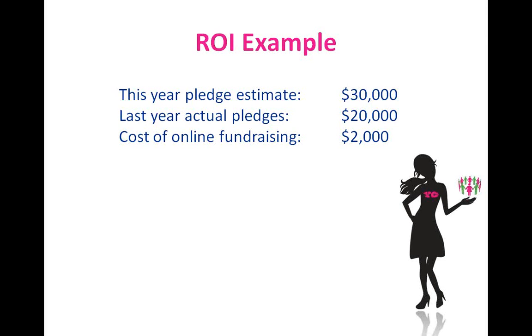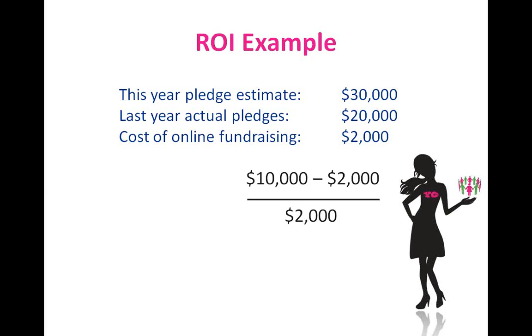So here's an example of an ROI calculation, using a walk-a-thon as an example. If you're expecting this year to get $30,000 versus last year $20,000, and the cost of online fundraising is $2,000, and these are just round numbers to make it easy, your calculation would go like this. The ROI equals $10,000, which is the difference from this year to last year, minus $2,000, the cost, divided by the cost. In this case, your ROI is 4, which means it's very strong, and it's highly likely you're going to make more money doing it this way. In this case, you'll make $8,000 more than you did the year before if your calculations are correct.